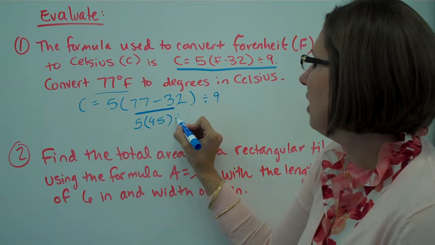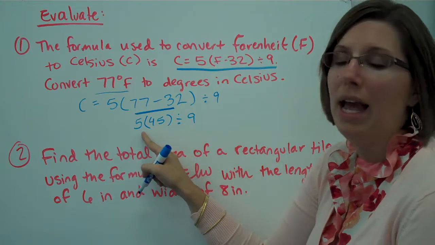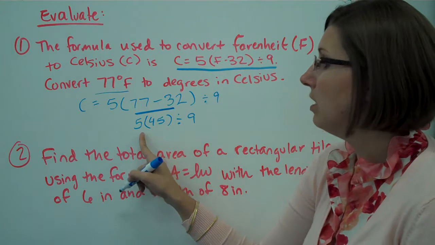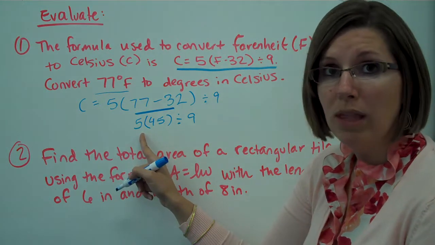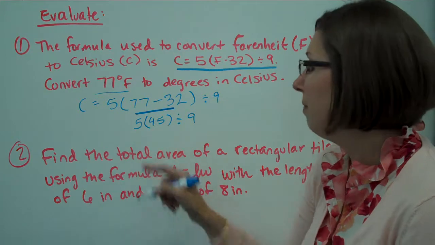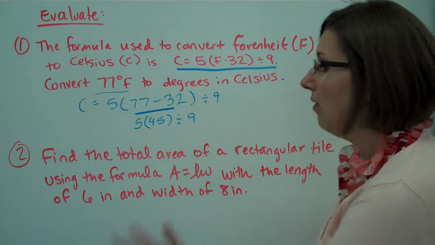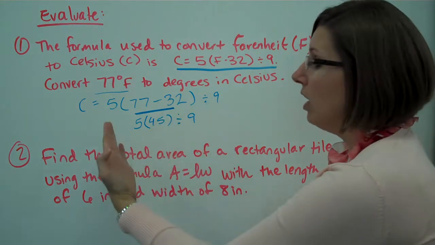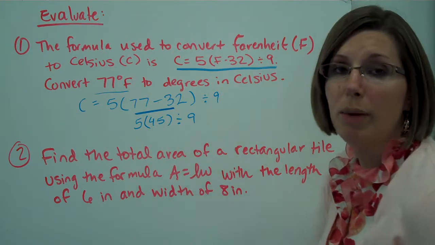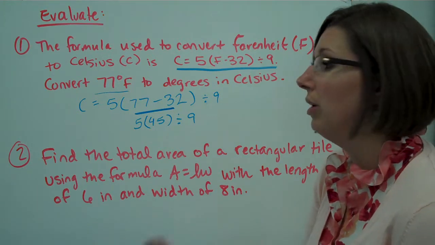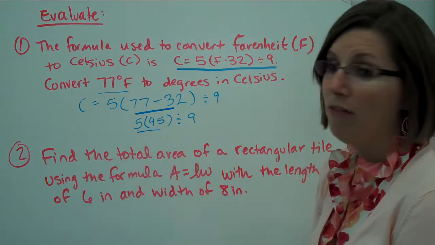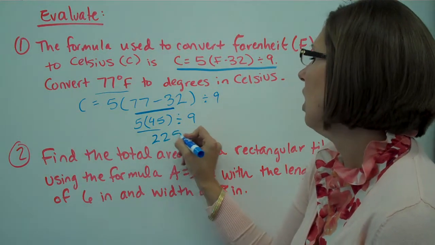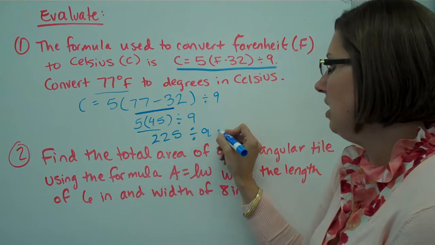And then bring down everything else. Remember, when a number is right next to a parenthesis, that automatically means times. Even though there's no operation symbol between them, it automatically means to multiply. So using order of operations, I've got multiplication and division left over. I do whatever comes first from the left to the right because multiplication and division are of equal priority in this case. So multiply 45 times 5 is 225. And then that divided by 9.